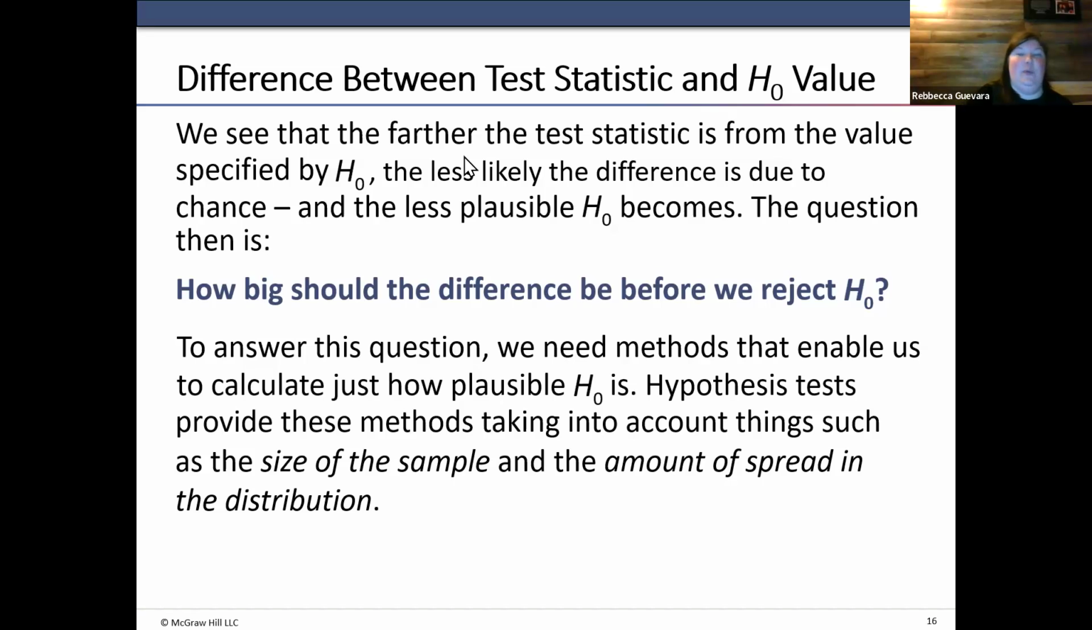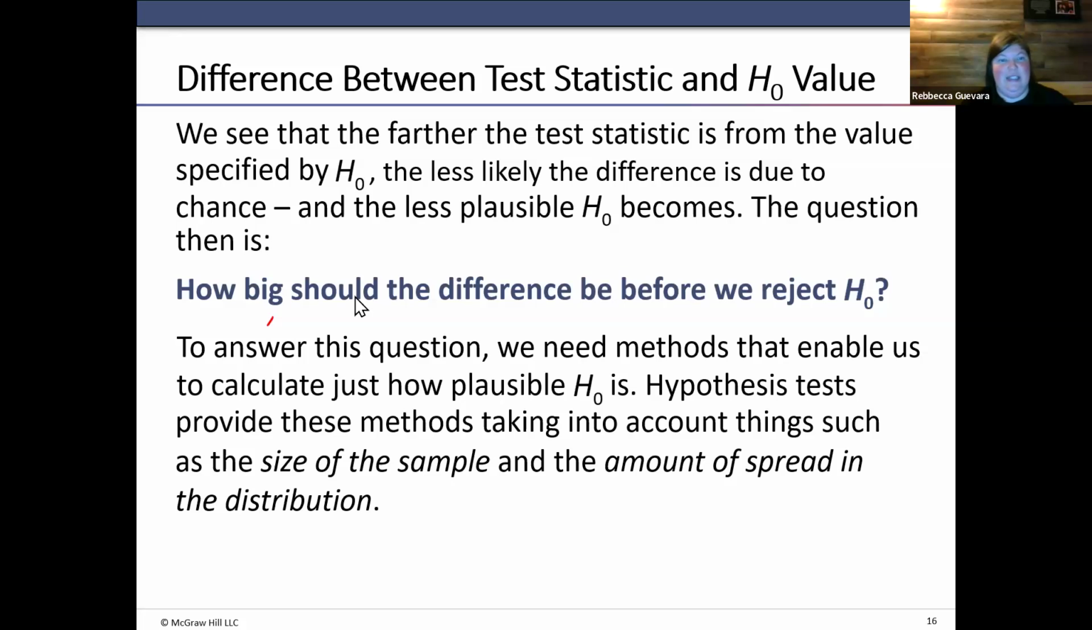It's like, why is that sample weird? That's what we're testing. So really our question is this: how big should the difference be before we reject the null hypothesis? There are different schools of thought on this. Usually, 2 standard deviations from the center is enough to say that we reject the null hypothesis. But like I said, that's not usually a standard.